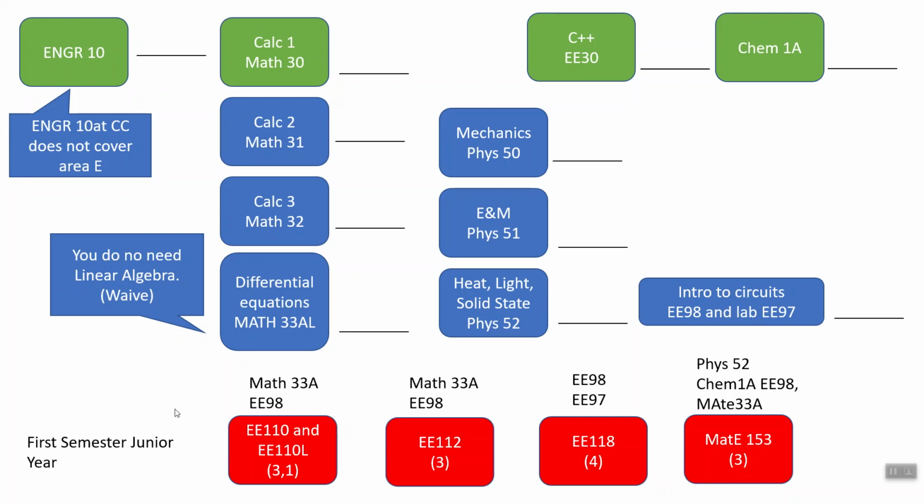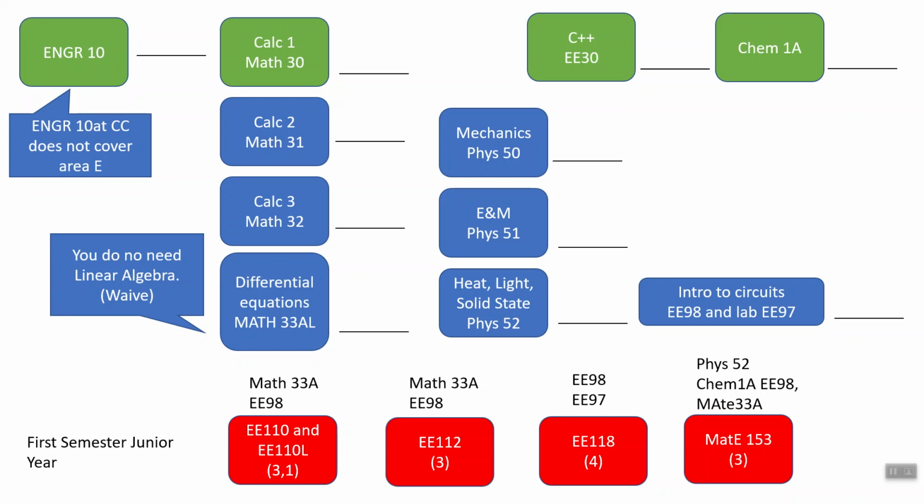And then over here, this would be your first semester junior year, the 4 courses you would take if you have all the prerequisites. We have Math 33A, EE 98, go into here, 33A and 98 into 112. You need these two for 118, and you need these courses for MATI 153.